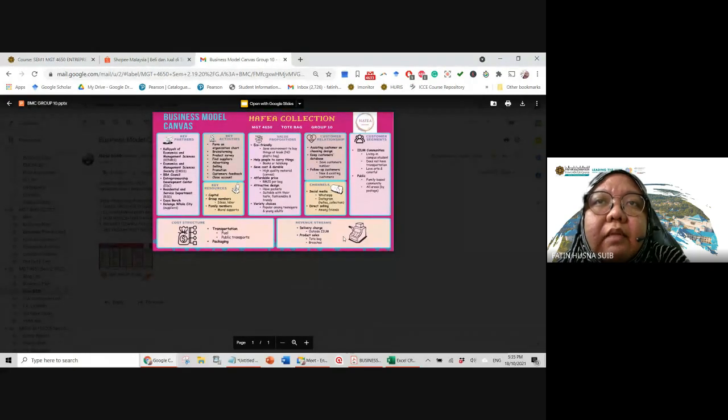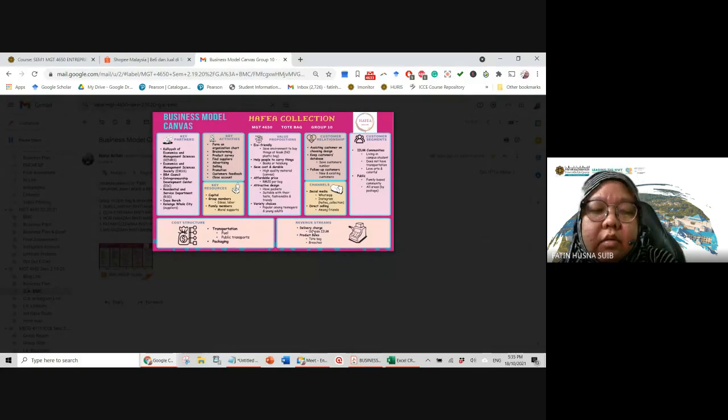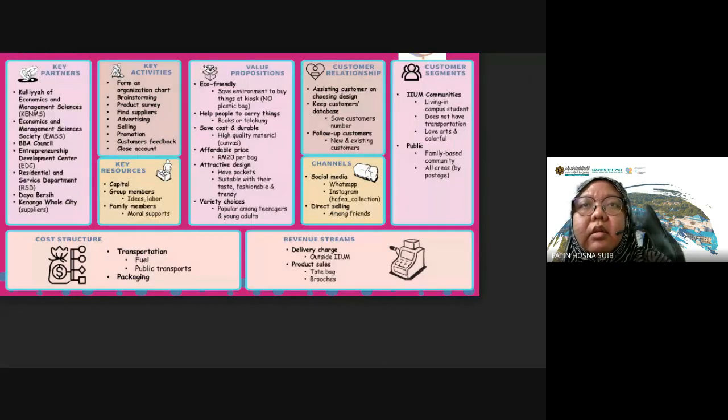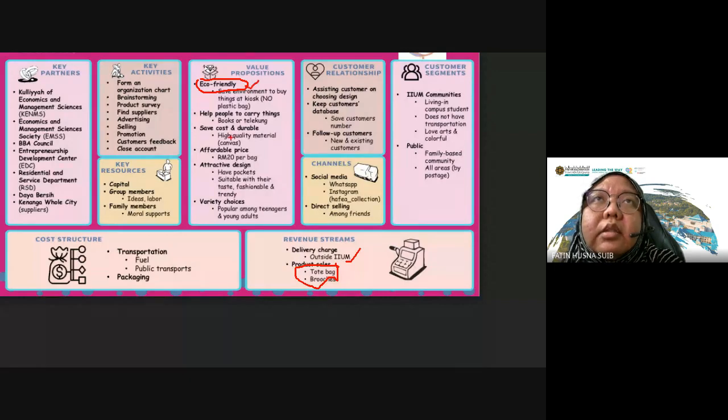You need to be very careful. This one, as you can see here, the delivery charge outside your IUM, product sales. You don't have to put the product name, but if you want to, it depends on you. IUM community, public, and so on. For this one, the first one is eco-friendly. This one I like. This is very unique, eco-friendly. This is quite detailed.